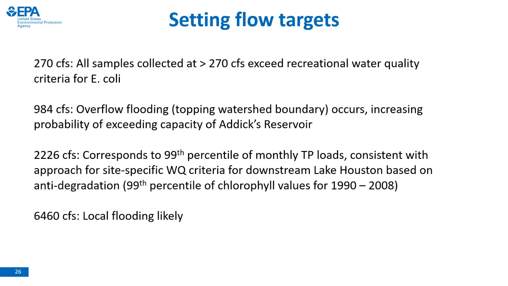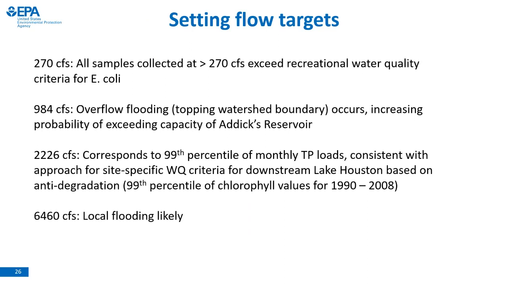We go down to a third of that, and we have another target corresponding to the 99th percentile of monthly total phosphorus loads. This is important because the water quality criteria for downstream Lake Houston are based on anti-degradation, and so they used the historic time series for chlorophyll in the lake from 1990 to 2008 and found the 99th percentile of chlorophyll values. So we're looking at the corresponding percentile for monthly total phosphorus loads to try to meet that criteria. Downstream Lake Houston is an important drinking water source for the Houston area, as well as a recreational resource.